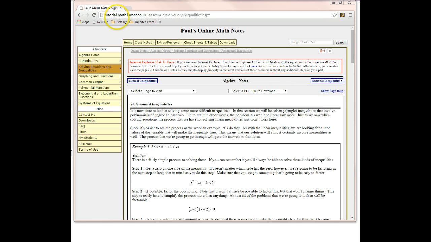I will drag it open. You see the URL there, and I'll put that on the website as well. So let me go ahead and minimize this. So you'll have that there at the top, and let's go on with our problem.